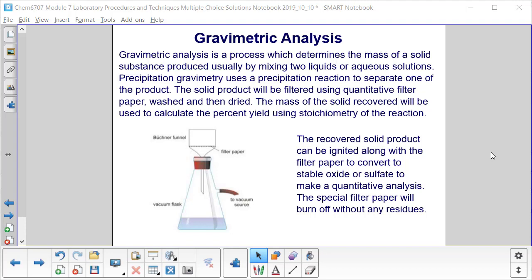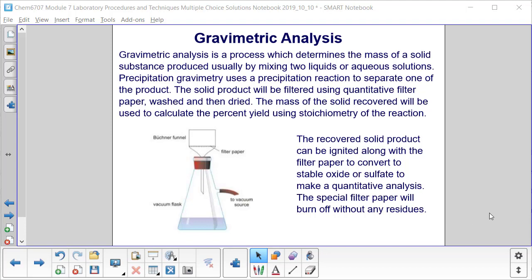So this is another filtration technique, right? We've talked about filtration already in this notebook, but we can use gravimetric analysis as a part of our filtration. The recovered solid product, which will be on this rinsed and dried filter paper, can be ignited along with the filter paper to convert to a stable oxide or sulfate to make a quantitative analysis.